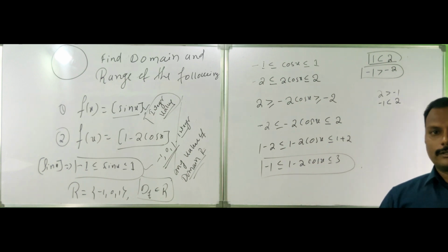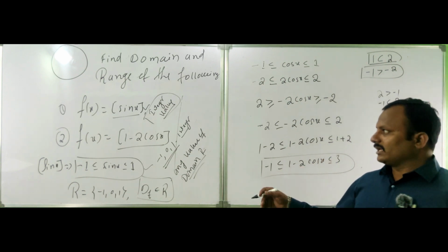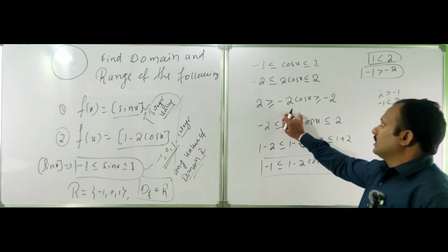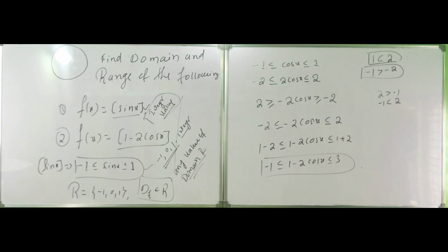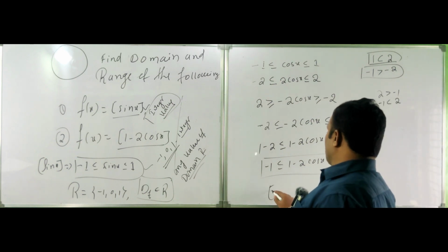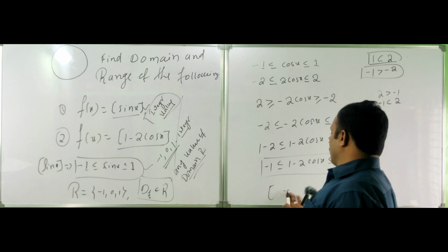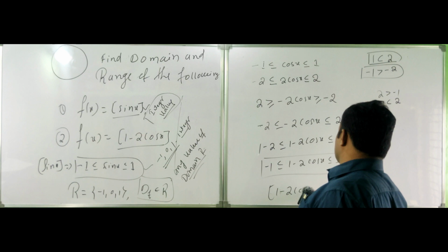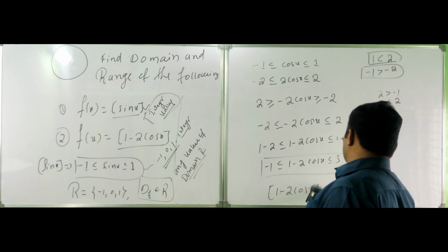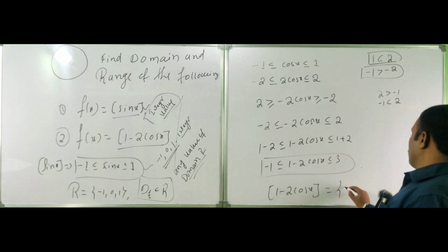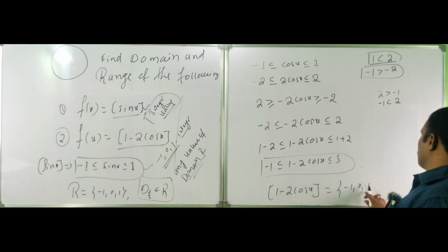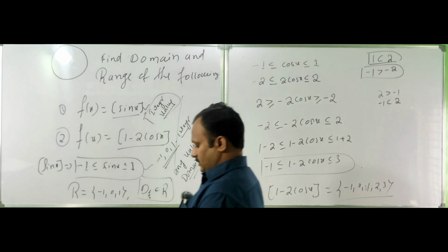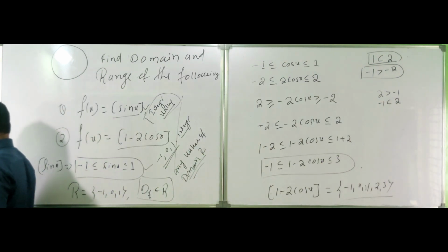It is up to you, students. My concept is only without changing the sign. Now, according to the case, left and right becomes. Anyway, minus 1, okay sir. So the value of 1 minus 2 cos of x is between minus 1 and 3, the range of the given function.